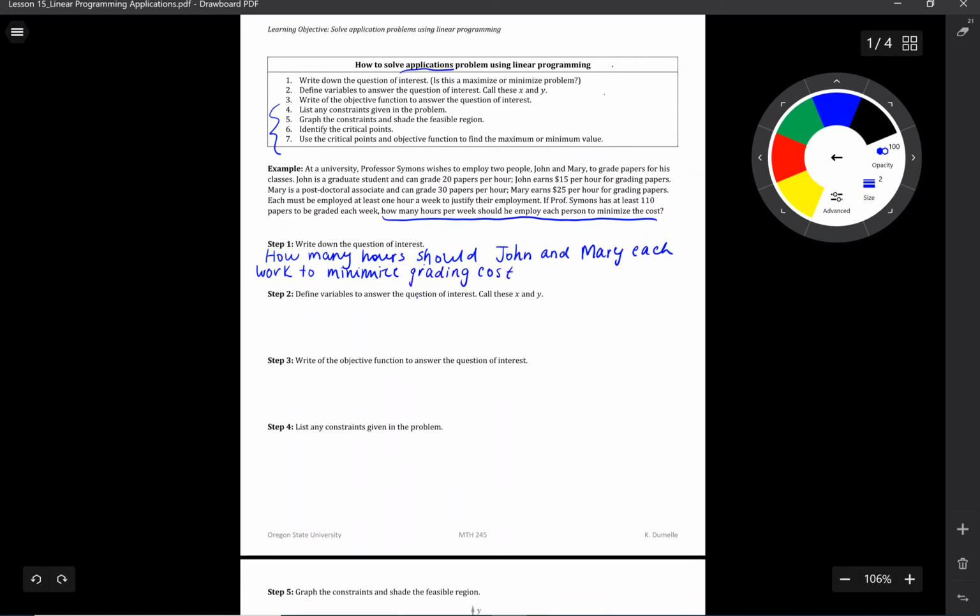We are minimizing cost. Next, I want to define my variables to answer my question of interest. So I'm going to call x the number of hours that John works. And I'll call y the number of hours Mary works.